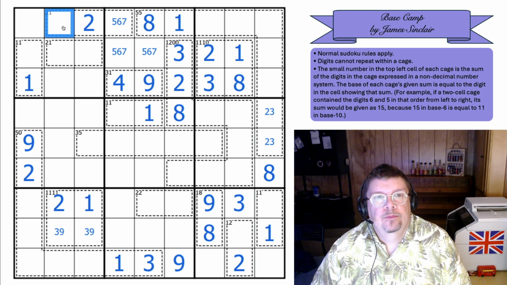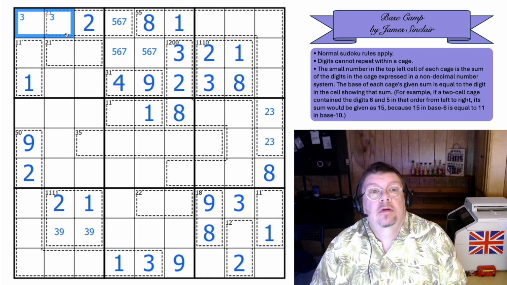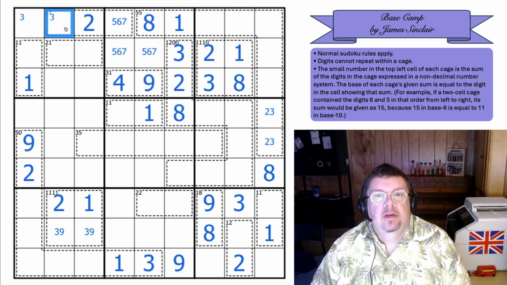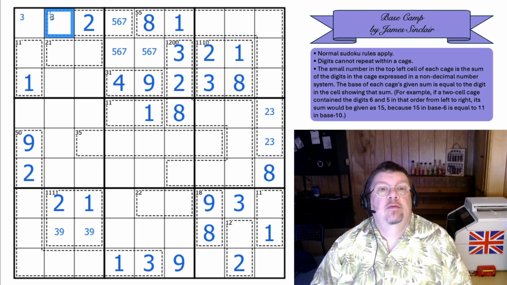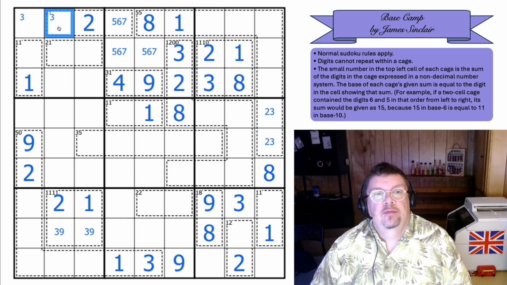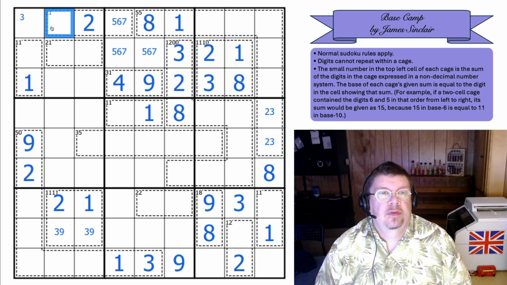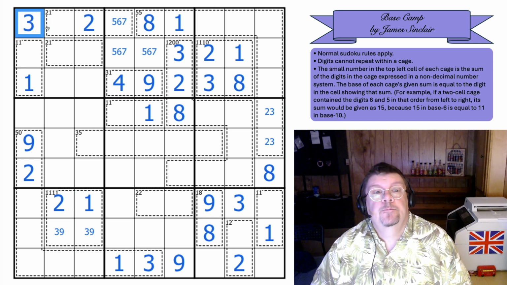So if this were a 3, and I'll note that one of these has to be a 3 by Sudoku. So if this were a 3, then that would be 2 times 3, which is 6. That would be 7. So that'd be 3 plus 2 plus 2, doesn't work. That's not 3. So we can at least put our 3 in.